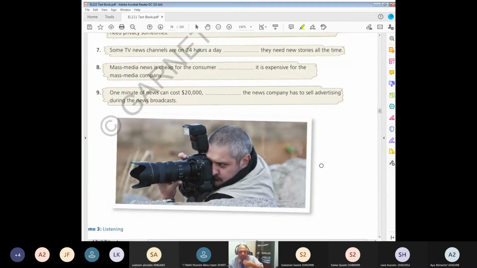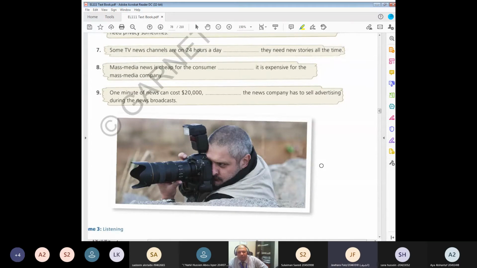Okay, so let's move to 8, everyone. Can I answer? Yes, you can. Mass media news is cheap for the consumer, but is expensive for the mass media company.